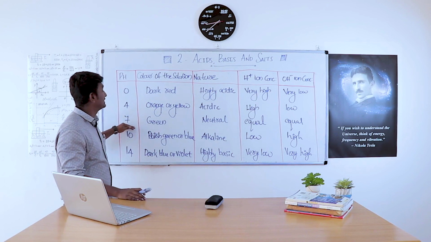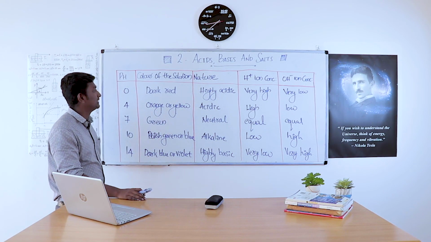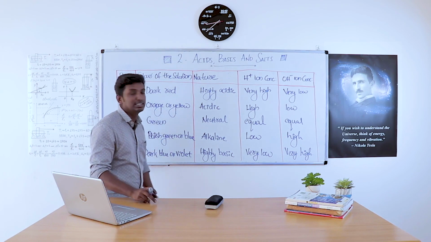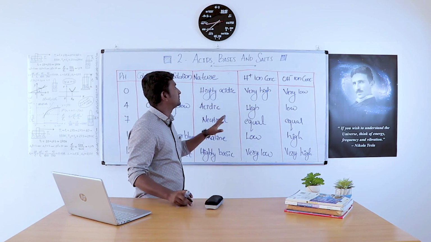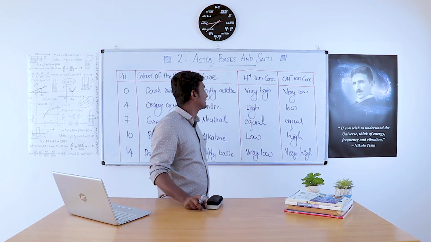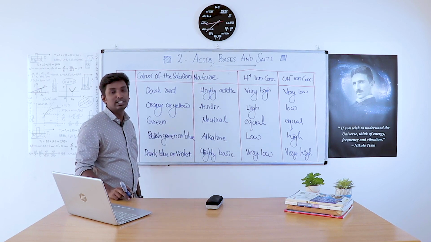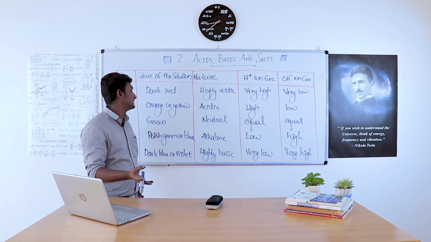Then if the pH value is 7, the color of the solution is green. We know that the nature is neutral. If the pH value is 7, then the nature of the solution is neutral, and H plus ion concentration and OH minus ion concentration are equal. If they are equal, then the solution is neutral, that means neither acidic nor basic.